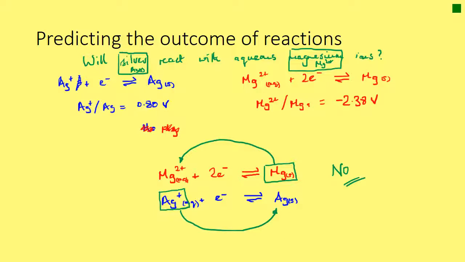So the last point to make about predicting the outcome of these redox reactions is to not assume that the reaction is going to work. You're just as likely to be given a reaction that won't work in a question such as this.